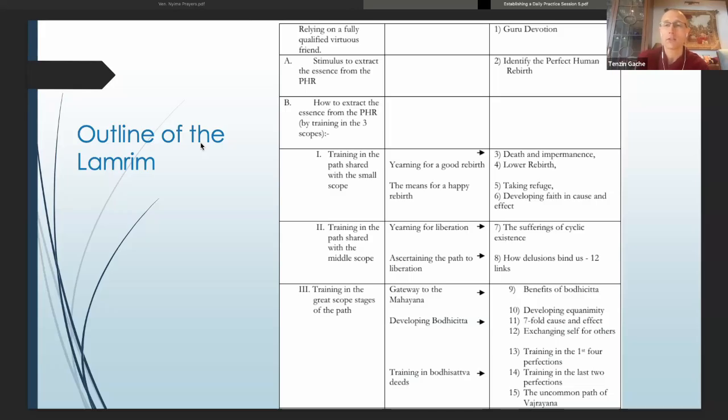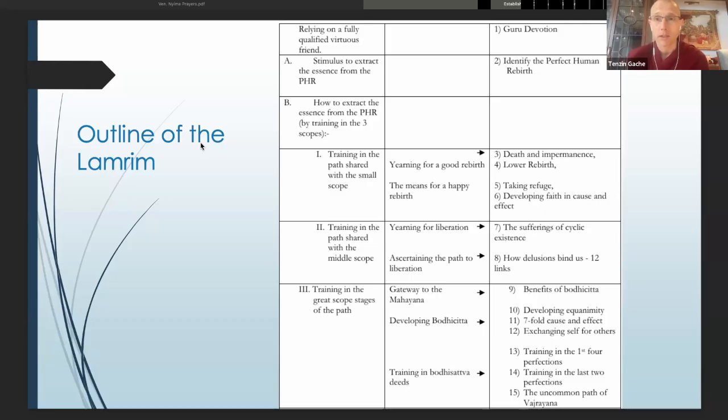In order to gain conviction in this, it's something that has to come from us. It shouldn't be that we decide, okay, I accept this because it says so in the text. So in order to, as it says here, yearn for a good rebirth, we have to have some sense that this is something that makes sense to us.